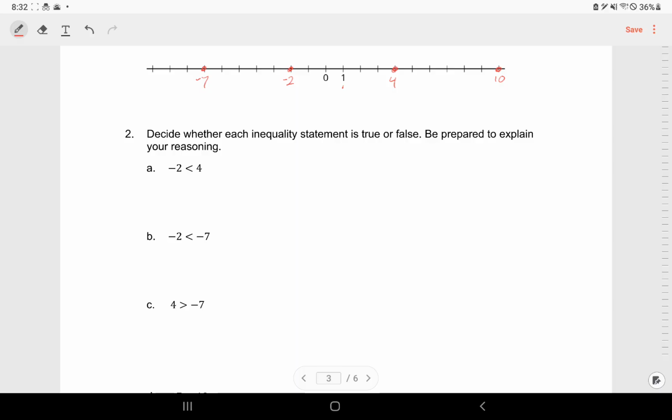Alright, so decide whether each statement is true or false. Wow, that's a big long letter and number. Yeah, it is a big long 2 letter.